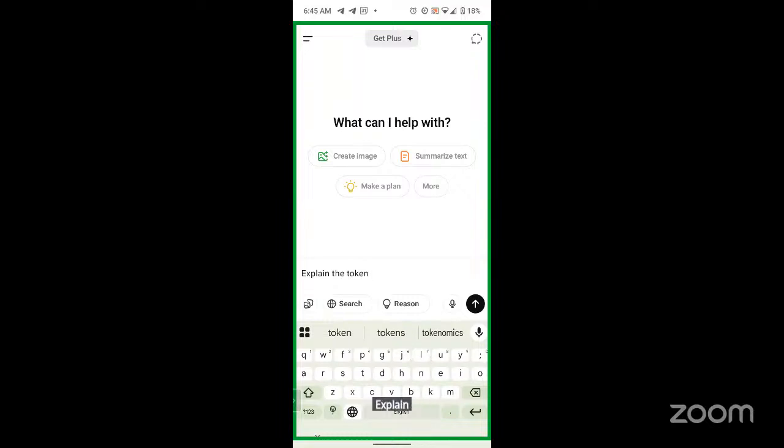Explain the token economics of BNB. All right, BNB. So I can ask it like that.